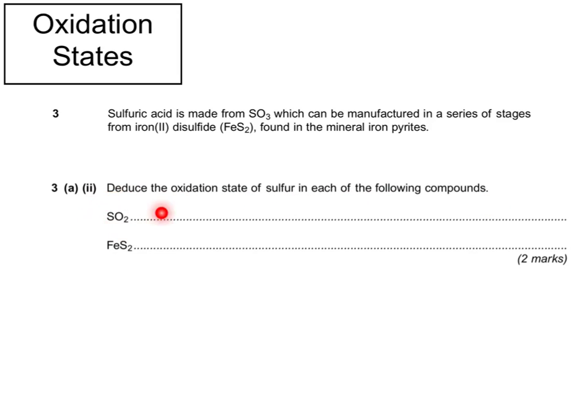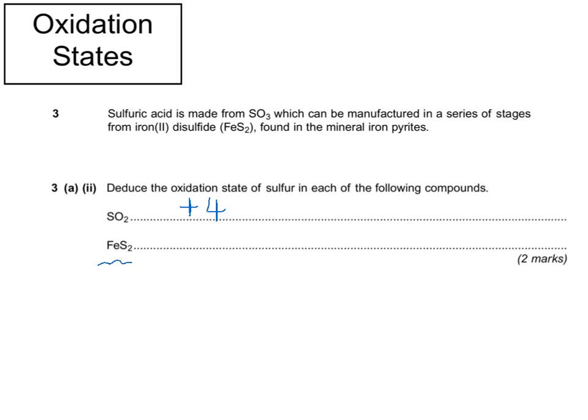So SO2 is going to be easy. We've got 2 oxygens, and each of those have an oxidation state of -2, so overall that's -4. It has to add up to 0, and therefore our oxidation state here of sulfur must be +4 to balance out the -4 from the 2 oxygens.